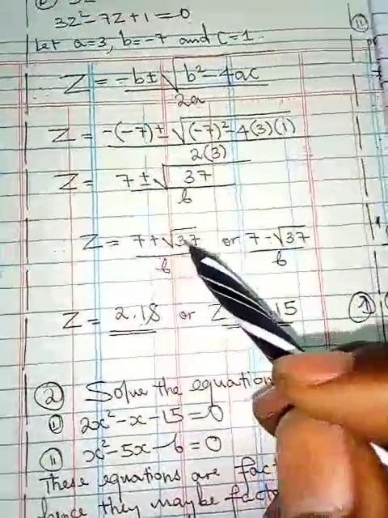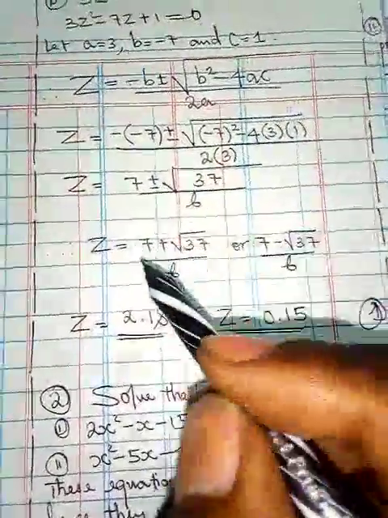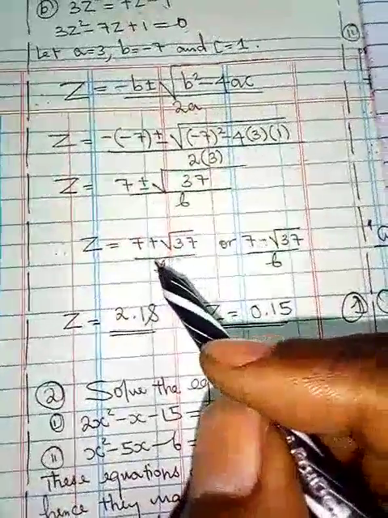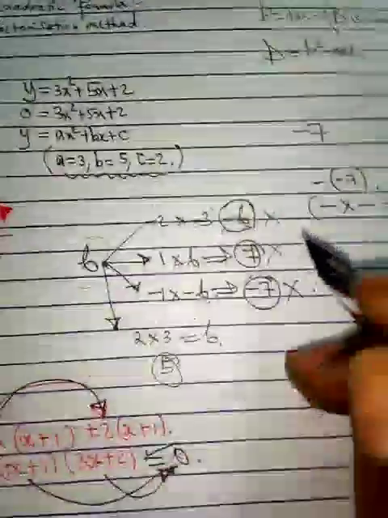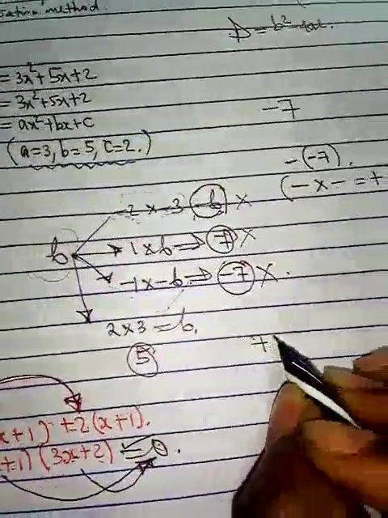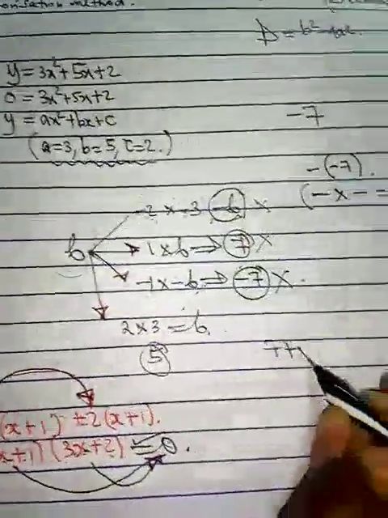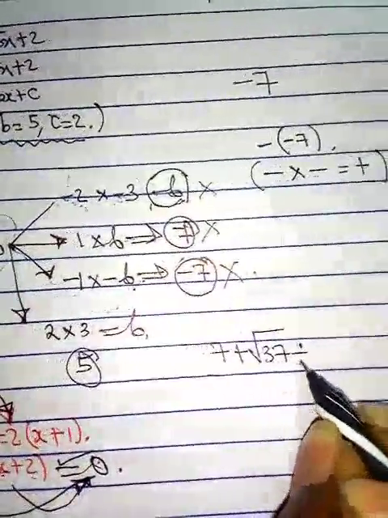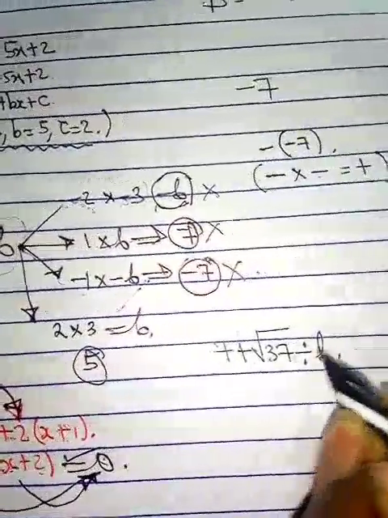Work these things out on your calculator. Notice, when you're punching these things on your calculator, don't just say 7. Let me show it to you. Someone can be like 7 plus root of 37, and then divide by 6. Someone can punch this directly, but that's wrong.